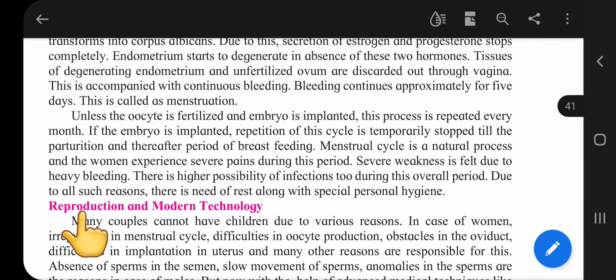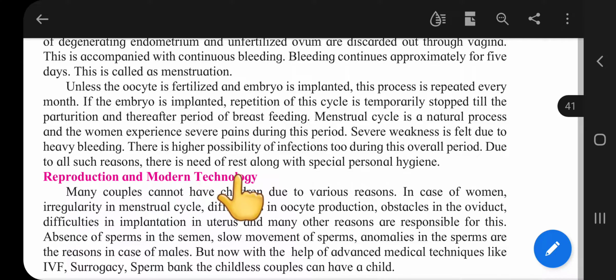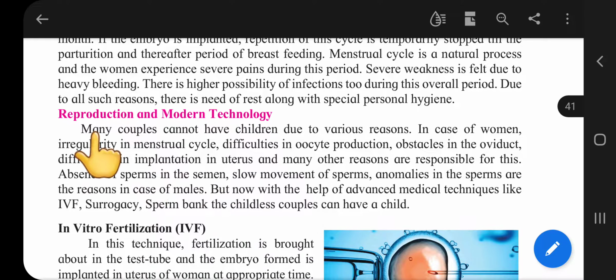Now, today we will learn about reproduction and modern technology. Do you know that many couples cannot have children due to various reasons? In case of women, which problems occur? Irregularity in the menstrual cycle, difficulties in oocyte production, obstacles in the oviduct, difficulties in implantation in the uterus, and many other reasons are responsible for this.